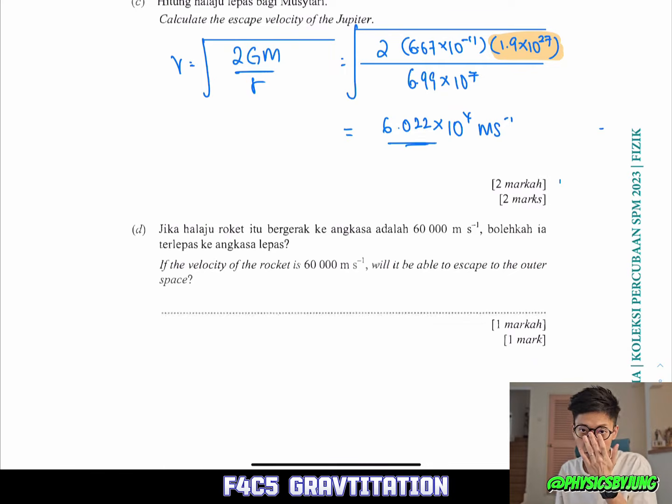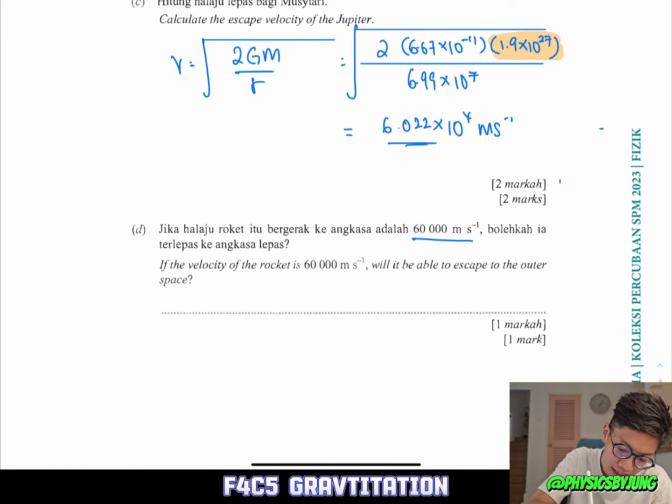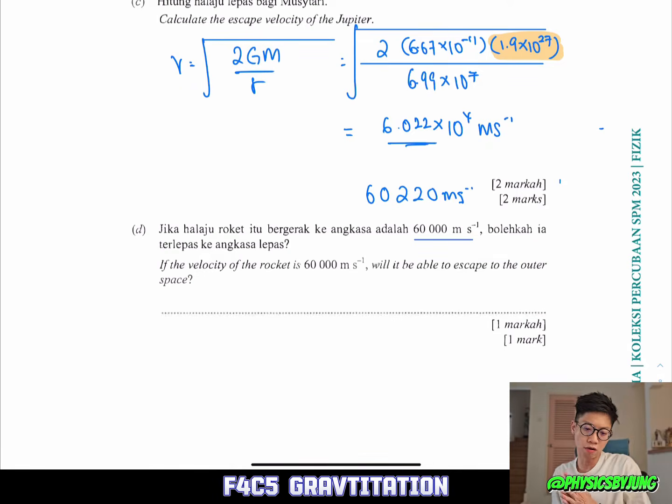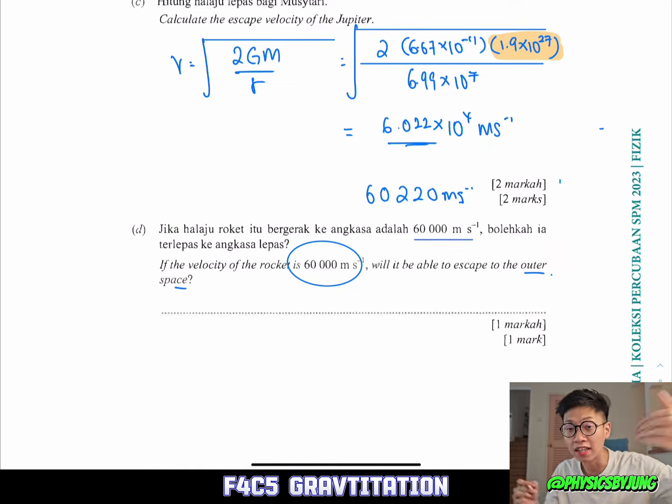It's 6.022 times 10 to the power 4 meter per second. In this case, we will see this is 60,000. Because 6.022 times 10 to the power 4 is equivalent to 60,220 meter per second, right? Correct. So will it be able to escape to outer space? We calculated that in order to escape, you need 60,220. Now your rocket only has 60,000, meaning it's less than the velocity that you need.